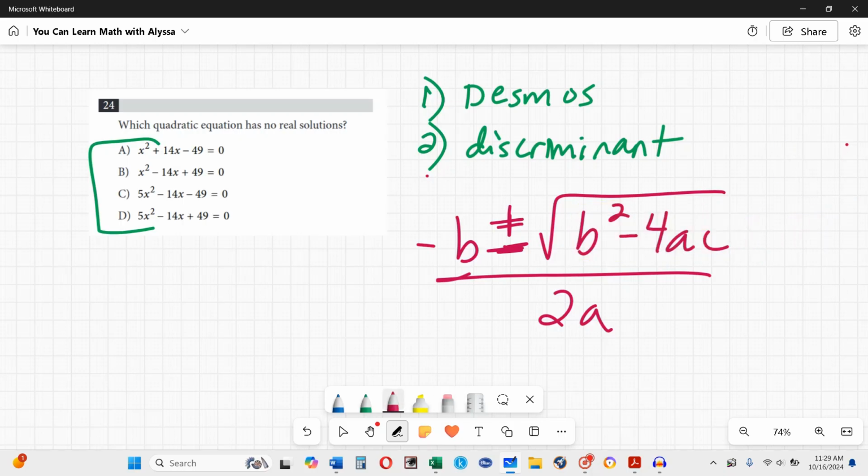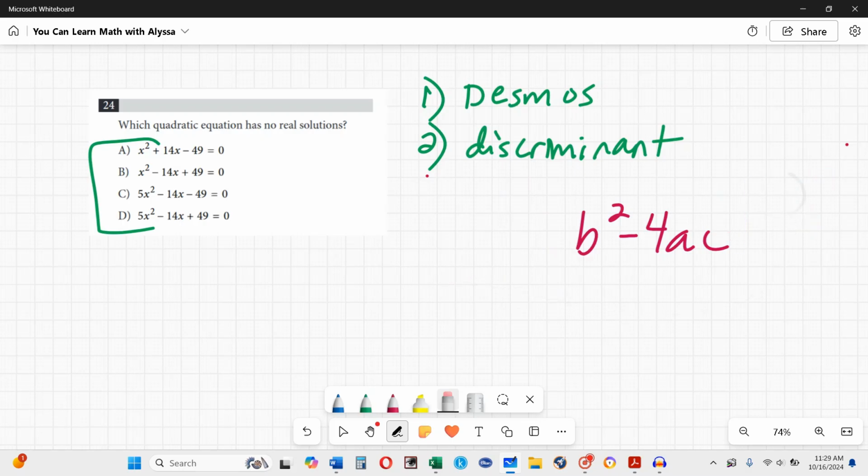What if it comes back as 0? Well, the square root of 0 is just 0. So plus 0, minus 0 isn't changing this. There is one solution. And if it is a negative number that comes up, it doesn't matter that it's plus and minus. You can't take the square root of a negative. That is imaginary. So there are no real solutions, only imaginary ones. So b squared minus 4ac is the key, the discriminant.